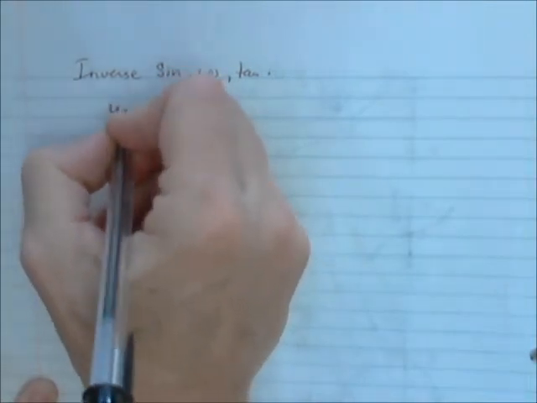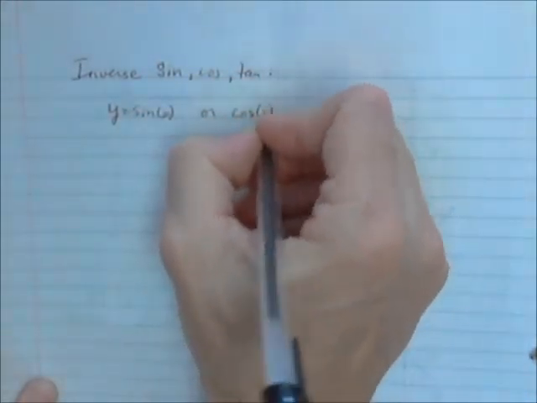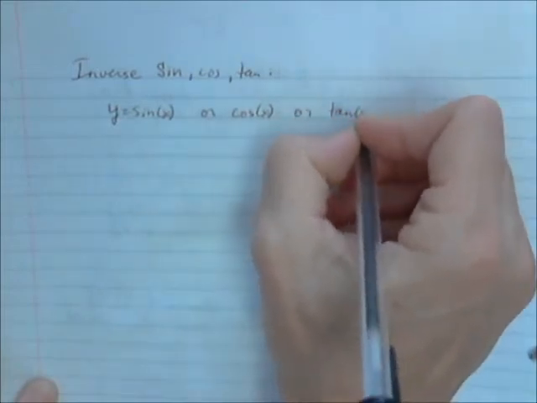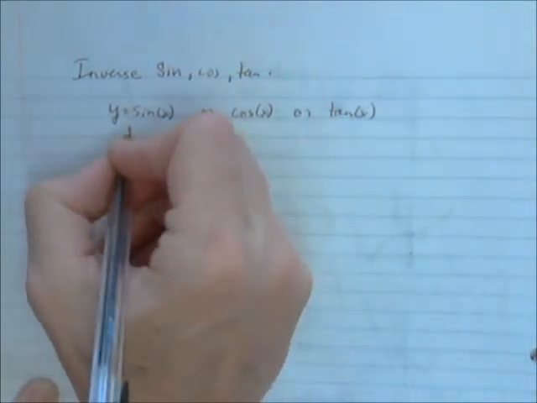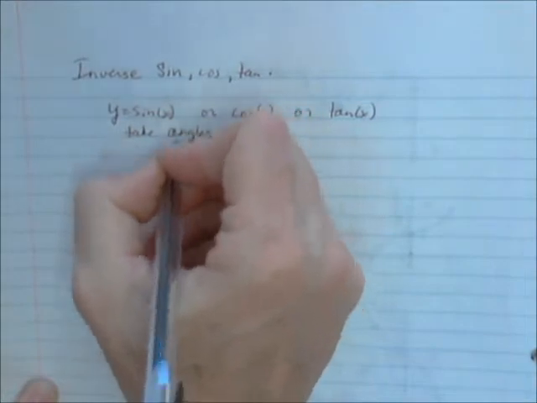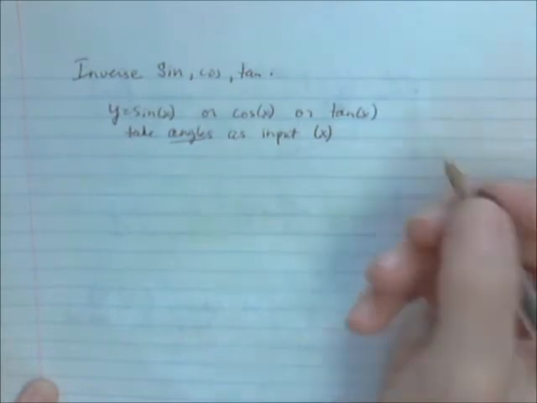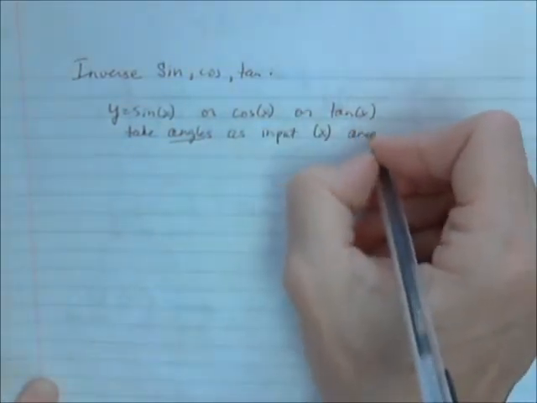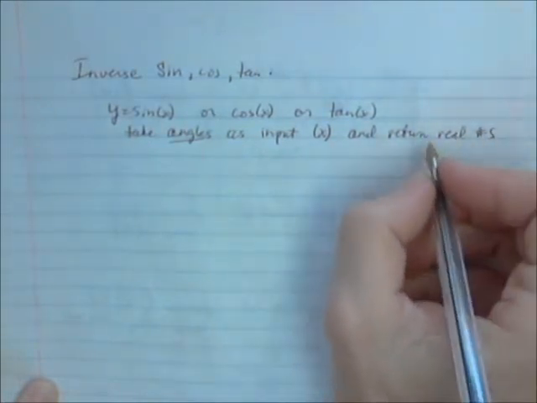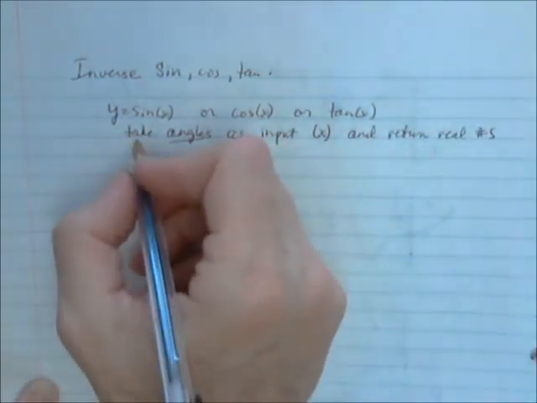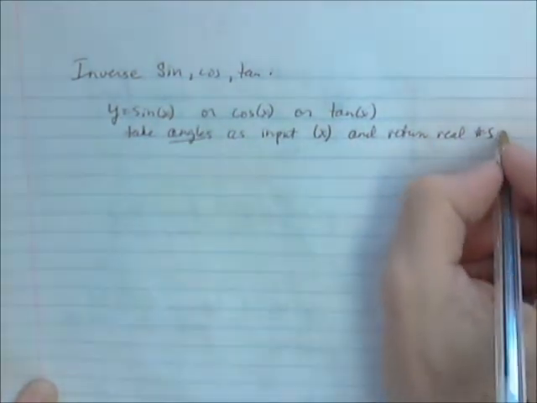The regular y equals sine of x or cosine of x or tangent of x, not the inverse, but just the regular trig functions, take angles as inputs, which are the x values, and return real numbers as output. So the inputs are the x, and the outputs are the y's, or the real numbers.